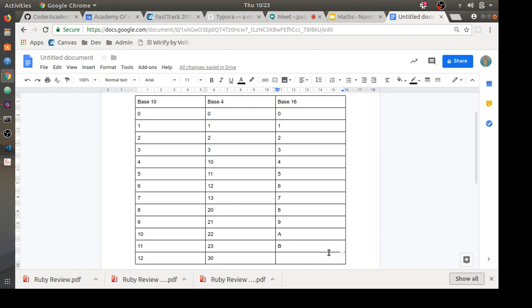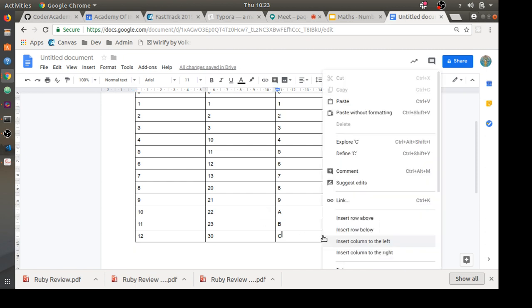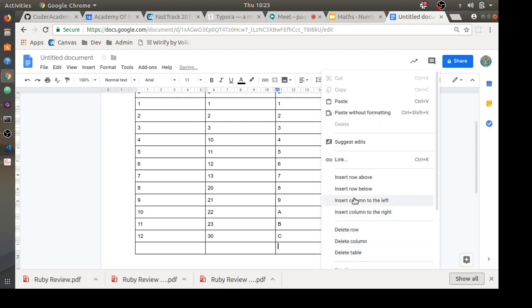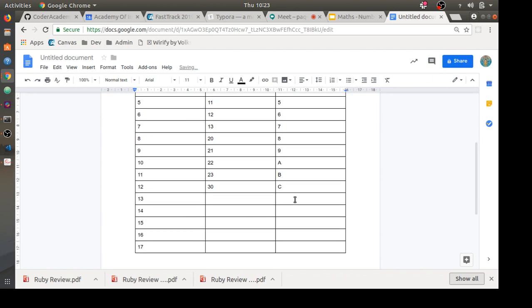So when you get up to the 17th number, what would it be? Let me make more rows. The 16th number. 13, 14, 15, 16, 17. Okay, so C, 13 is D, 14 is E, 15 is F. Now 15 is the number before the base, so we stop there.